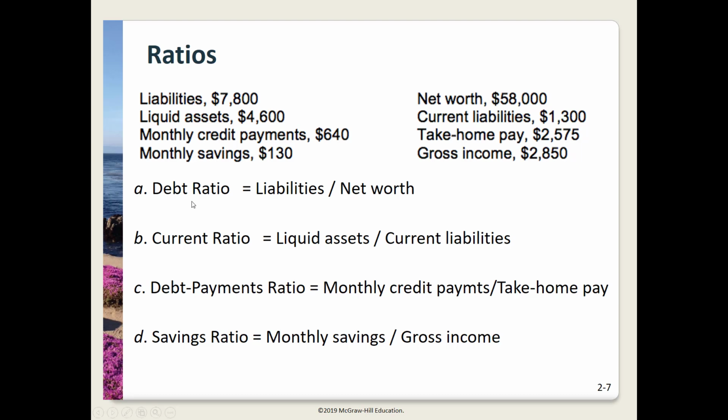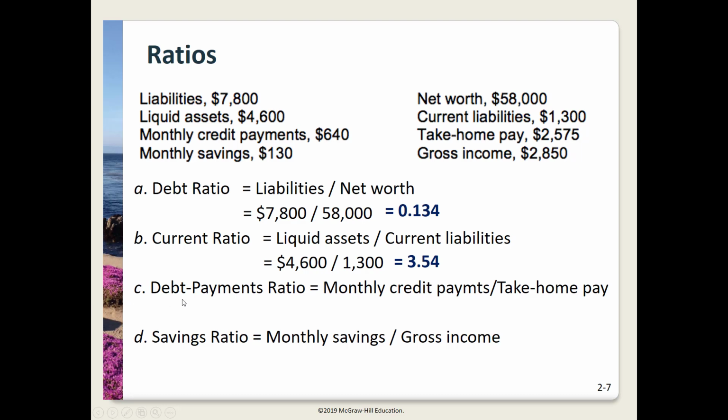So with our debt ratio here, that formula is liabilities divided by net worth. So we'll make sure to pull the correct numbers from our items above, and we'll go ahead and take the $7,800 in liabilities divided by our net worth of $58,000, and so our debt ratio is 0.134. In Part B, for the current ratio, that formula is our liquid assets divided by our current liabilities. So looking at the data above, we're going to take the 4,600 divided by the 1,300, and that gives us a current ratio of 3.54.